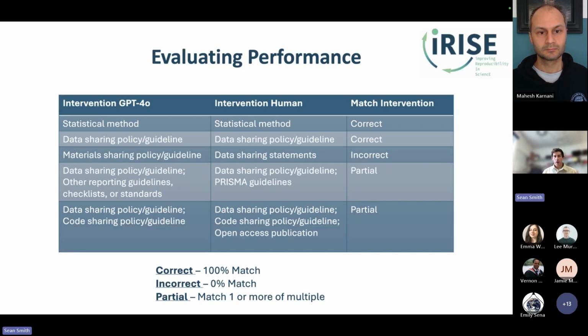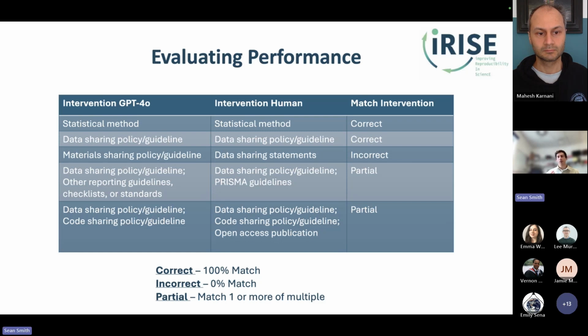Evaluating the performance was quite tricky. Obviously, it's quite easy when something is just 100% correct or 100% incorrect. But what we came across quite a lot, if you can imagine, is that there are multiple interventions tested in a paper, and you're asking the model to pick up all of them, compared with multiple human annotations. If you look at the second bottom line in that table, you can see the model has correctly predicted data sharing policy or guideline, and then it has predicted other reporting guidelines, checklists, or standards, whereas the human says PRISMA guidelines.